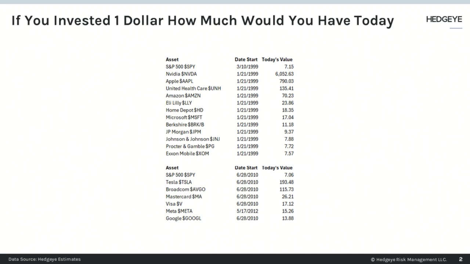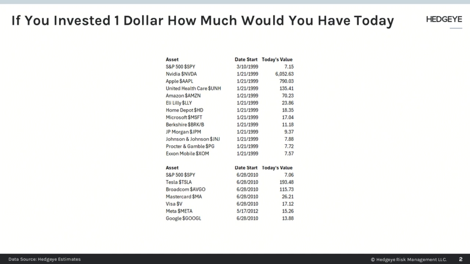So this is from 1999 again. From 1999, you had $1. You invest in the S&P 500, you have $7. If you invested that $1 into NVIDIA, you would have $6,052, which is an unbelievable return. I mean, most of that return came in the last decade or so. Okay. Apple would have been your next one.